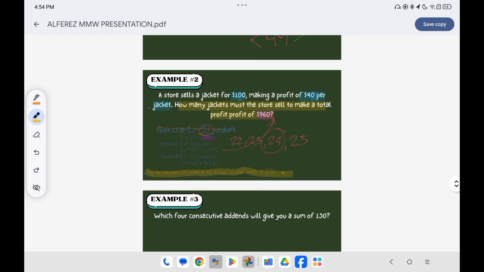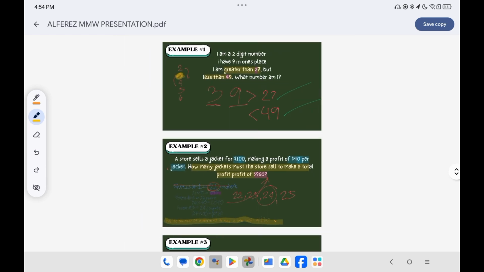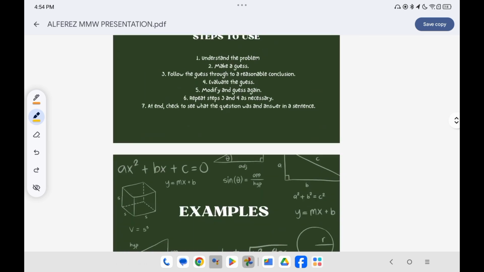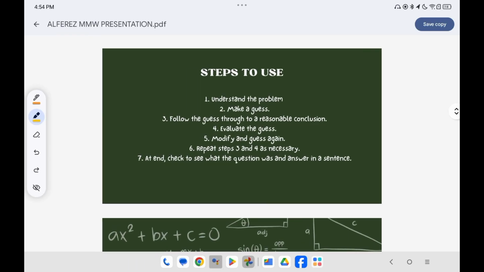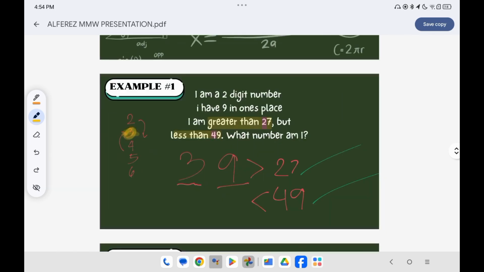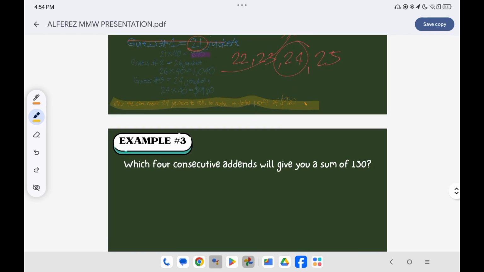So as you can see, we have already applied the steps from the previous page. We first understand the problem, we then make a guess, follow the guess to a reasonable conclusion, evaluate the guess, and modify it until we reach the right answer. Next is example number 3.